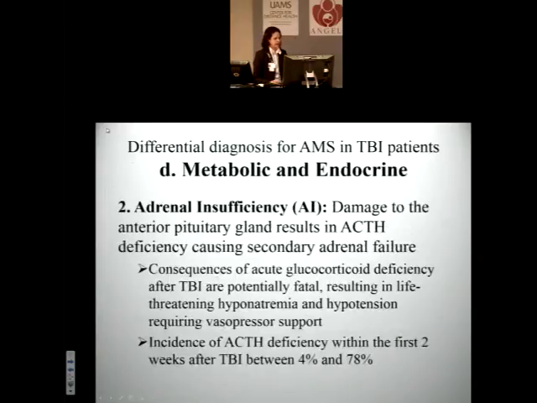Adrenal insufficiency. This is damage to the anterior pituitary gland, resulting in ACTH deficiency, causing secondary adrenal failure. Consequences of this acute glucocorticoid deficiency after traumatic brain injury are potentially fatal, resulting in life-threatening hyponatremia and hypotension that requires vasopressor support. The incidence of ACTH deficiency within the first 2 weeks after traumatic brain injury is between 4 and 78%. Again, very wide range there, so it's something that we have to keep on our radars.